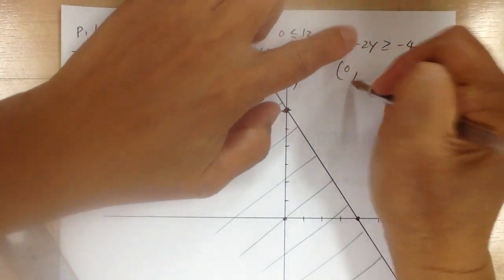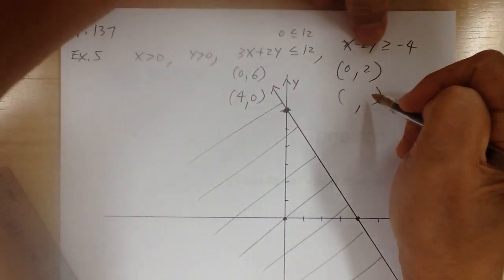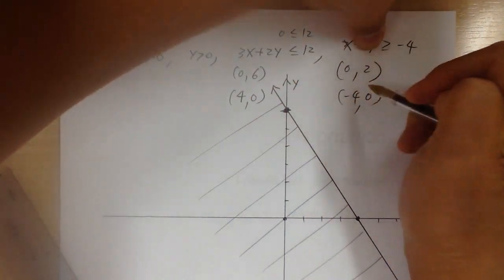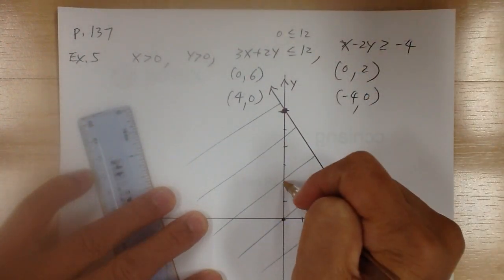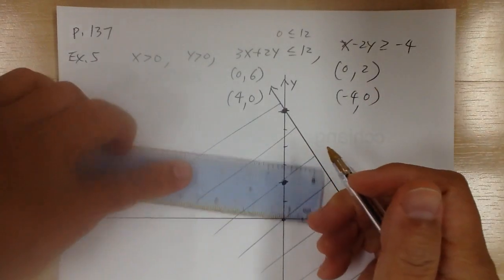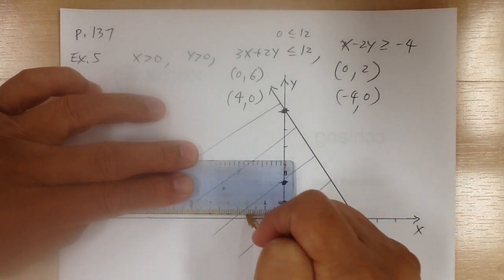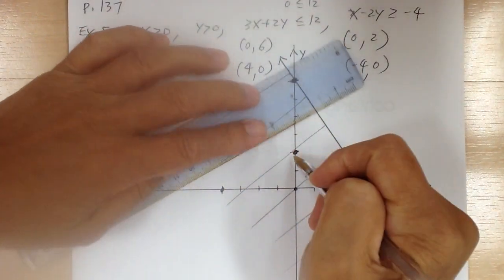Okay, so that x equal to 0, y will equal 2. That y equal to 0, x will equal -4. Okay, so 0, 2 is right over here, and this is going to be a closed circle. And -4, 0 is going to be right over here. So that's going to graph that.